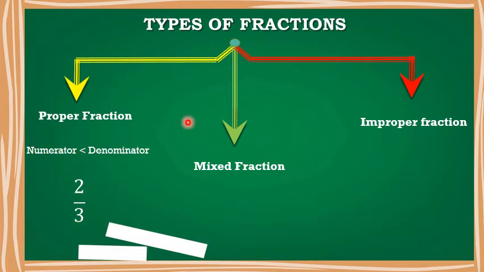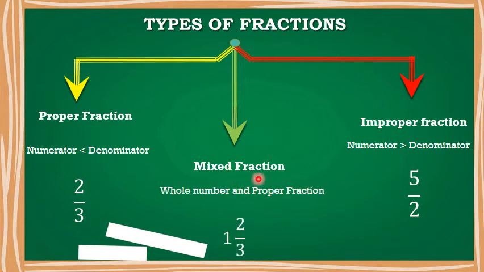Okay, on the other hand, the improper fraction, which is called a crazy fraction, has a head bigger than its body. So the numerator is greater than the denominator, as 5 over 2. And the last one is the mixed fraction, which is a mix between a whole number and a proper fraction. It must have a proper fraction. Add 1, 2 over 3.